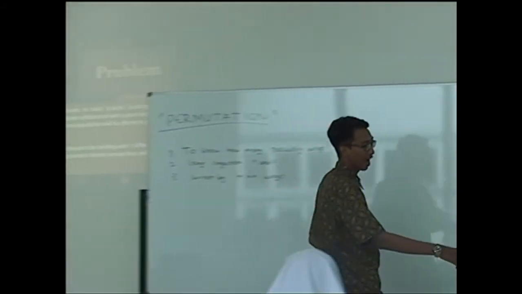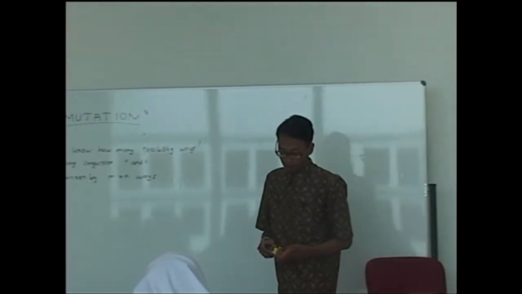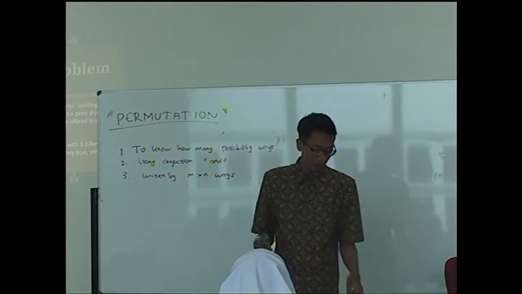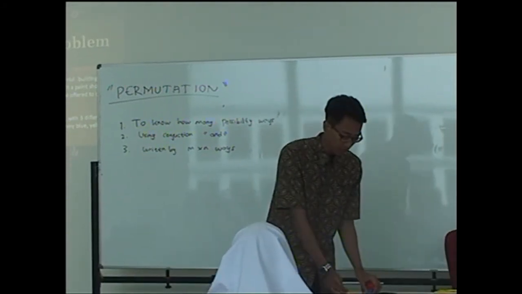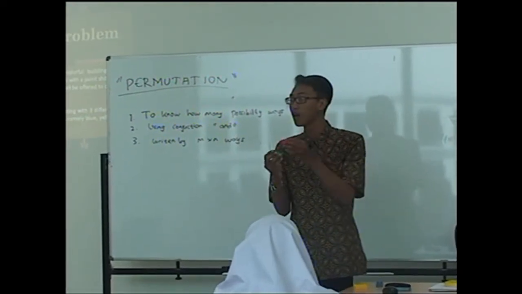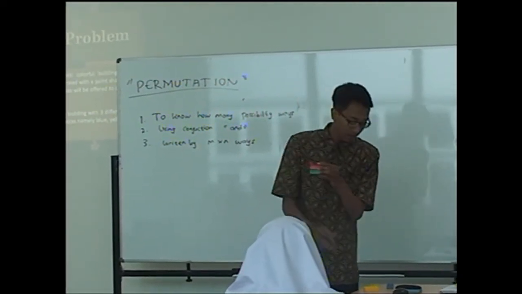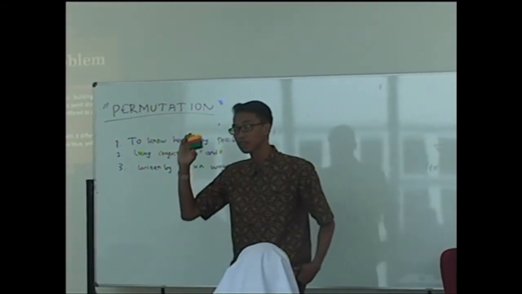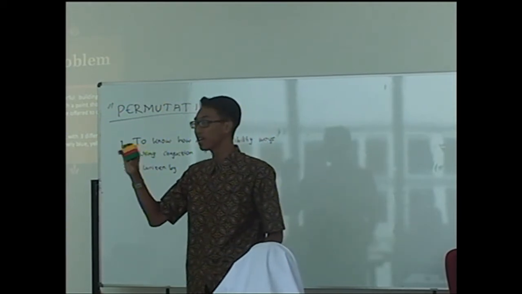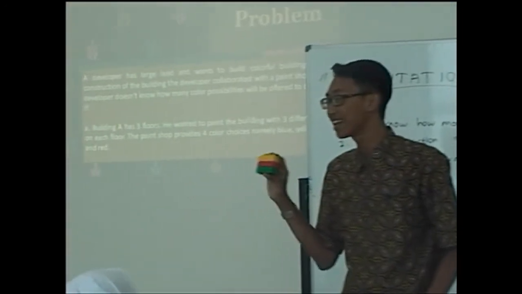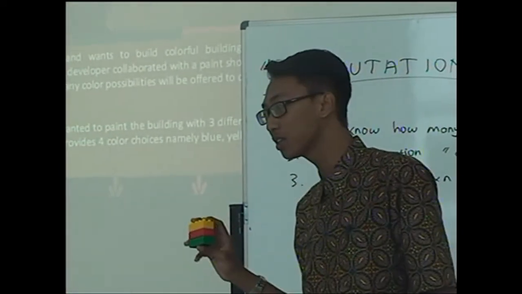Okay. I will give you an example to represent this problem. Assume this Lego is the building. We have four color choices, and for the first floor I choose green, the second one is red, and the next one is yellow. Now we have the first model. Now first, help me to find another model. Do you get the point?